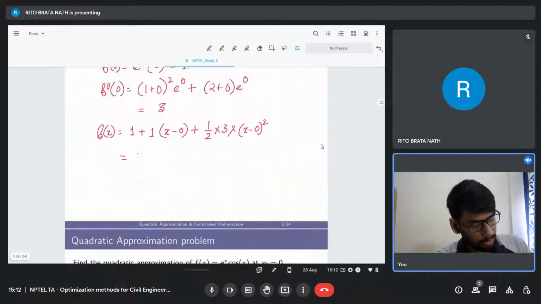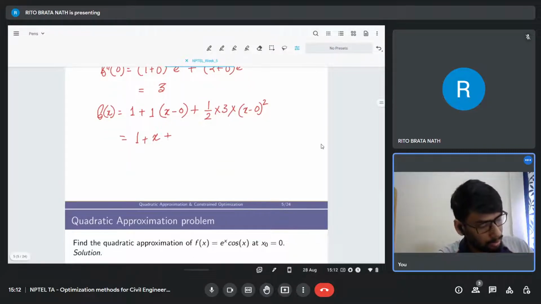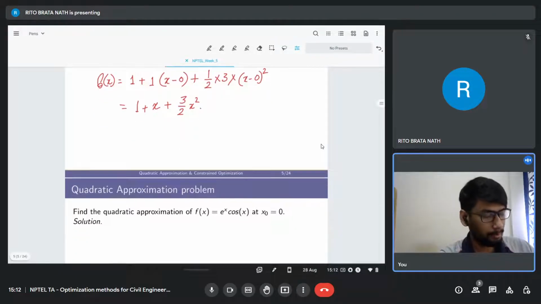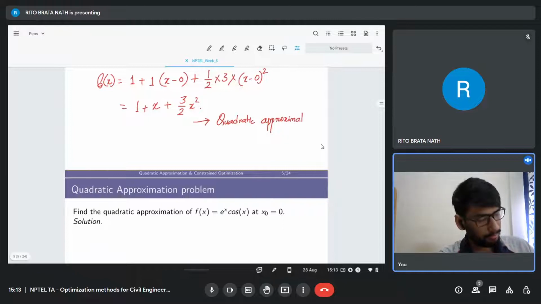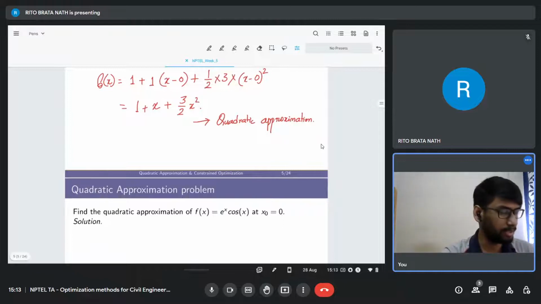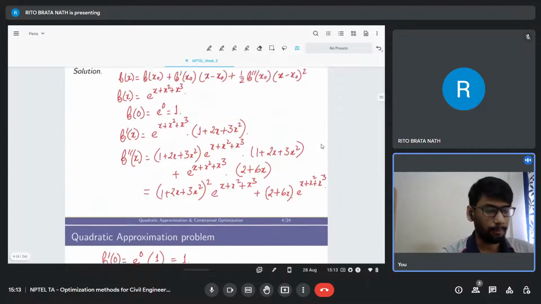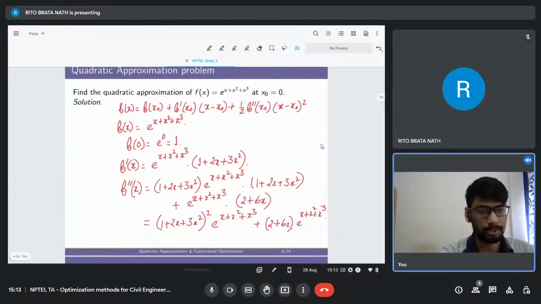So this is nothing but 1 plus x, and this will be 3 by 2 x square. So this is the quadratic approximation that you achieve. So this is your final result for this problem. Using that formula, which comes from the Taylor series expansion, you can have a quadratic approximation of any function. So that function was in terms of e to the power x plus x squared plus x cubed. And this approximation again varies from point to point.